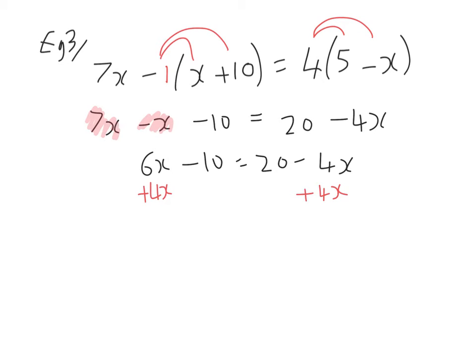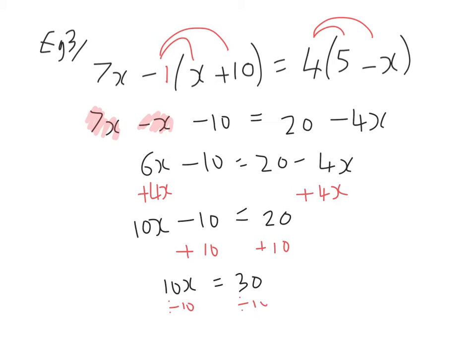And you get 6x plus 4x is 10x, the minus 10 stays there, and the 20 will stay there. So 10x minus 10 is 20. I would then get rid of the minus 10 by adding 10 to both sides. So 10x is equal to 30. And then divide by the number of x's to get what x is equal to. So we're dividing by 10. So x is 30 divided by 10, or simply 3.